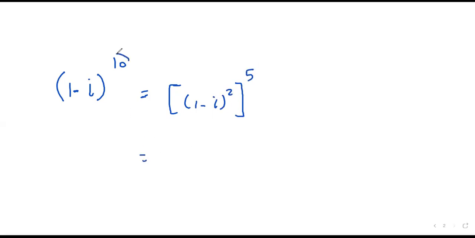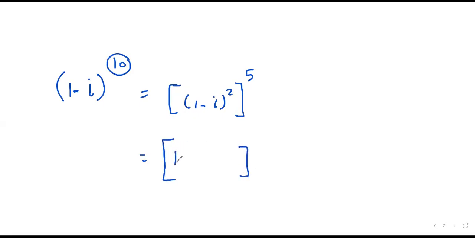What if I want to find 1 minus i raised to the power of 10? We couldn't multiply 1 minus i by itself 10 times. It's a hard mission. So we can write it as 1 minus i to the power of 2, all raised to the power of 5. I wrote this power as 2 times 5, I split it into 2 and 5. Then we will simplify this expression.